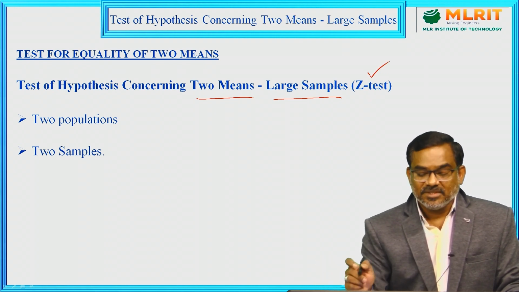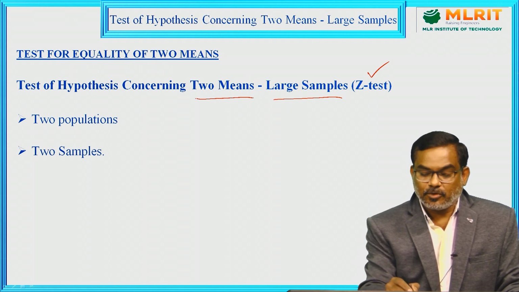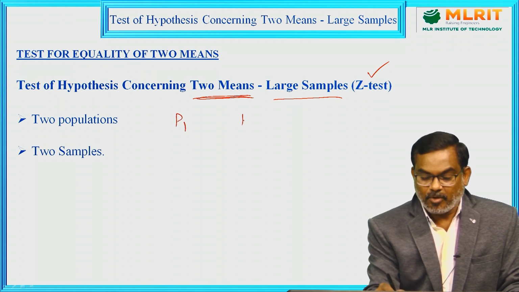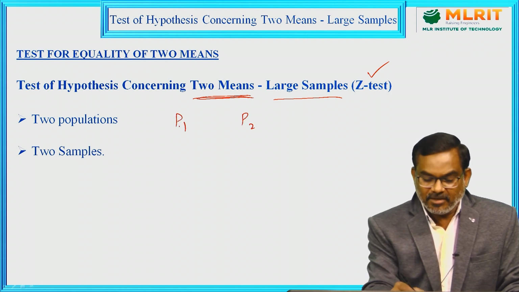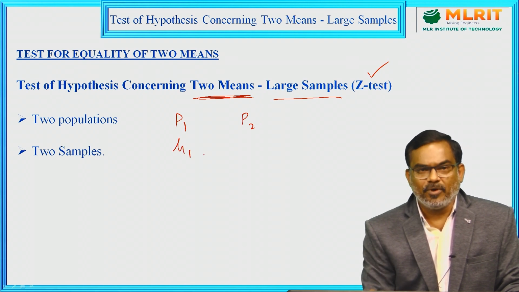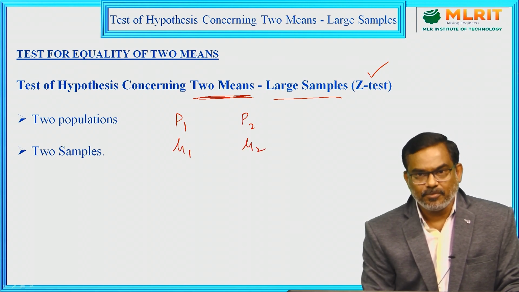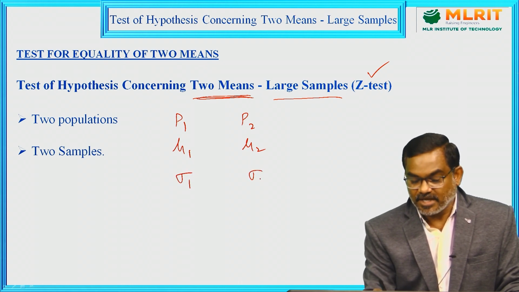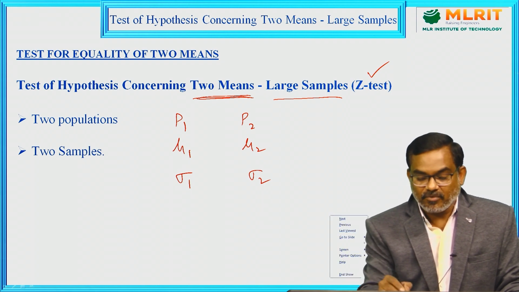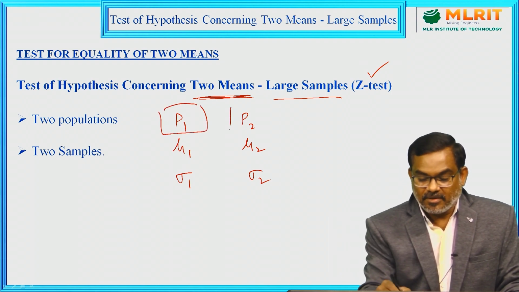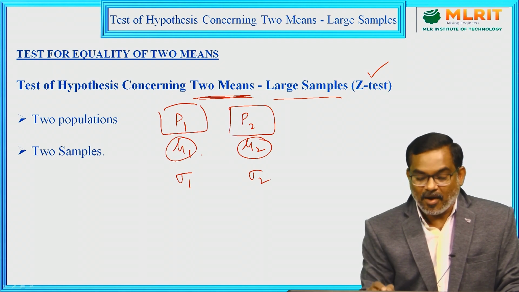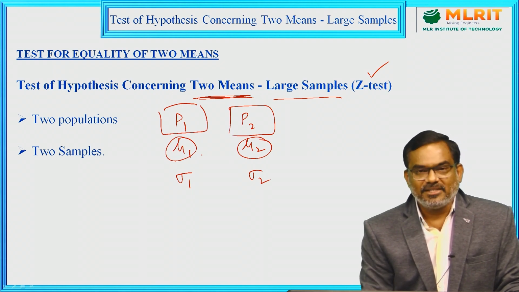Here, since the test is related to two means, there will be two populations. For example, population 1 and population 2. The mean of the first population is denoted by mu1, the mean of the second population mu2, the standard deviation of the first population sigma 1, and the standard deviation of the second population sigma 2. So here we have two populations having the means mu1 and mu2. Here we test whether these two means are equal or not. How can we test whether these two means are equal?